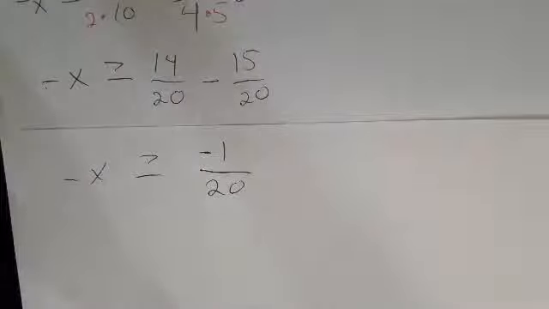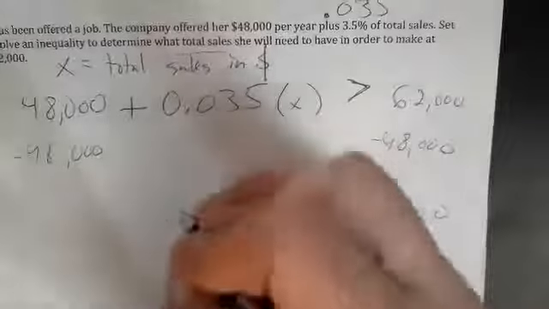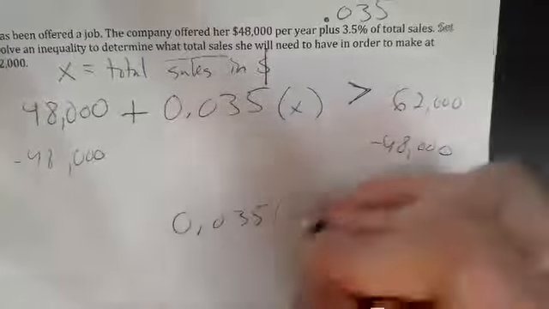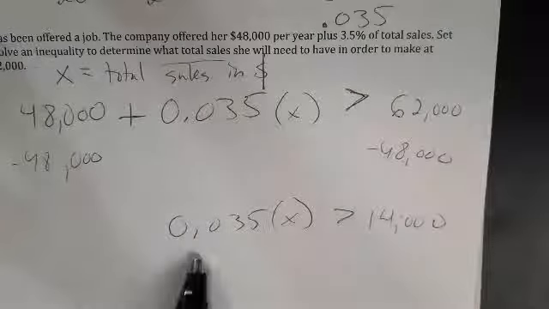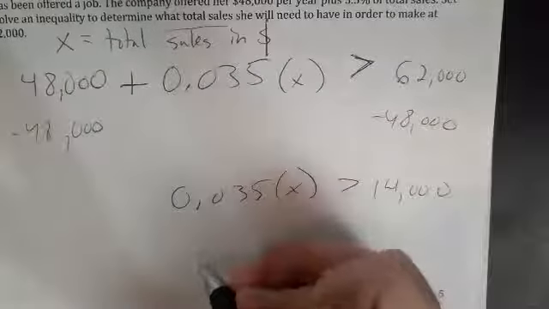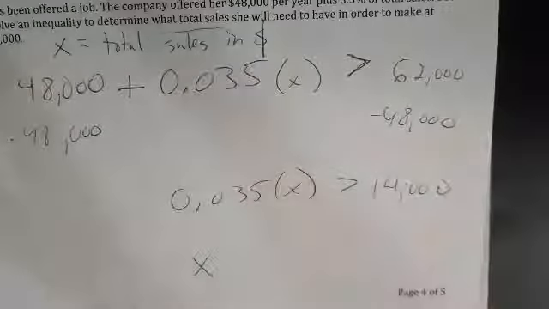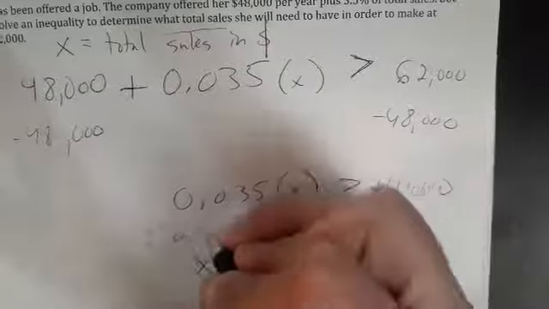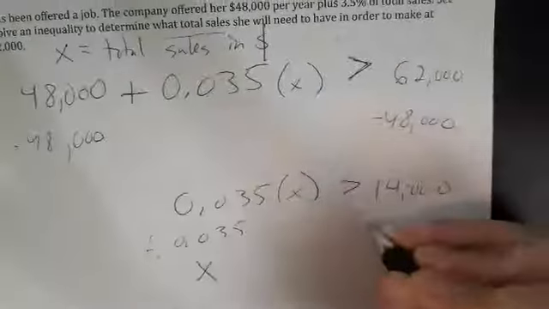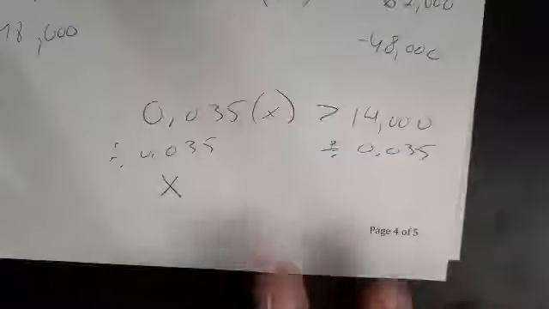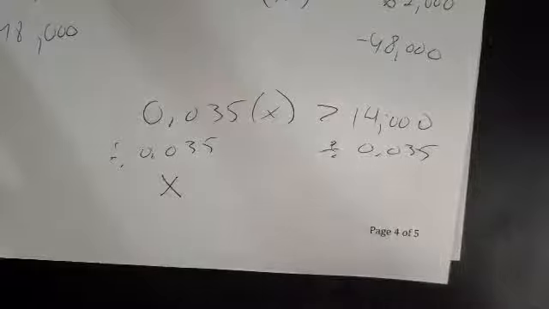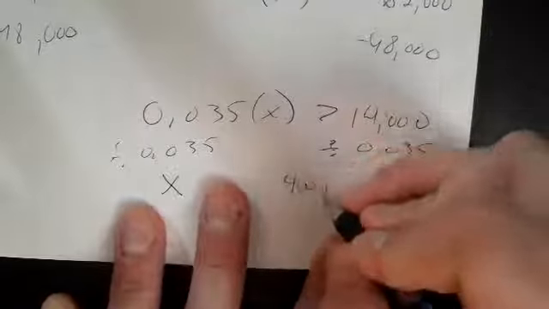If we do that, what is that, 14? That side gives us 14. This side still gives me 0.035, and I'm multiplying by x. I have to divide both sides by this 0.035. So this is x. This number is going to give me 400,000 now.